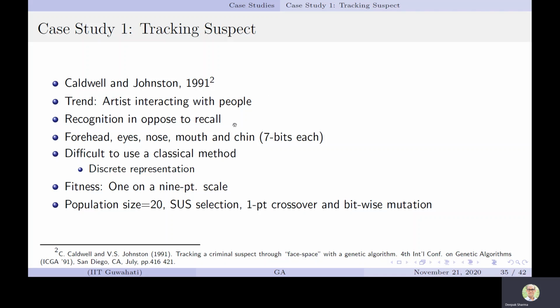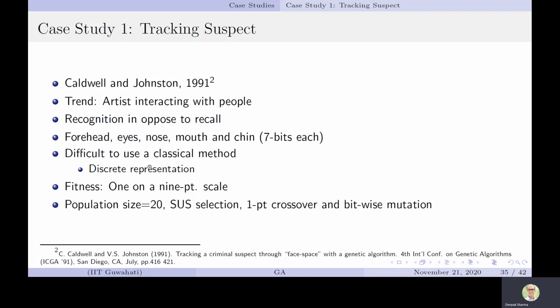Now the point is, if you have looked at the suspect for the first time and just for a short duration, you may not recall each and everything. Therefore, what these two scientists did is they took forehead, eyes, nose, mouth and chin as their variables. For every variable, they are taking 7 bits. So 1, 2, 3, 4, 5 variables are there. So 5 into 7, a 35-bit chromosome string they have taken.